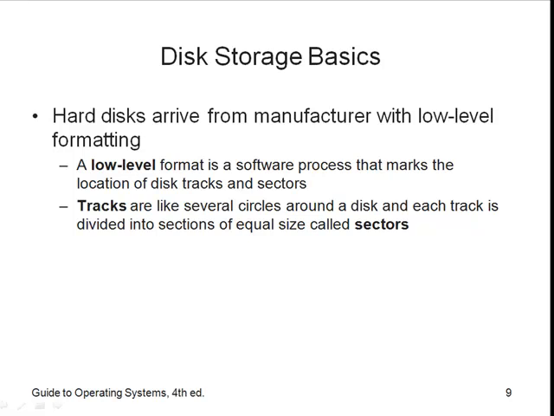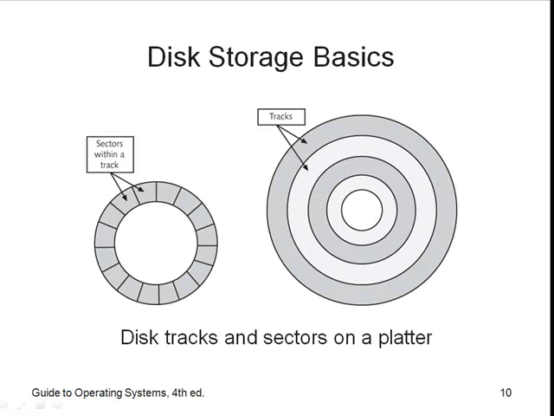A track, for all intents and purposes, is like several circles around a disk, and each track is divided into sections of equal size, which we call sectors. Think about a record, and if the record is spinning around, and each time it spins around it was a solid circle, we would call that a track. And the data that it was reading inside that circle would have been equally distant, and we would call that a sector. This is an example of how a track and sector is designed on a hard drive. The tracks, of course, are circular, and sectors are equidistant within a track.